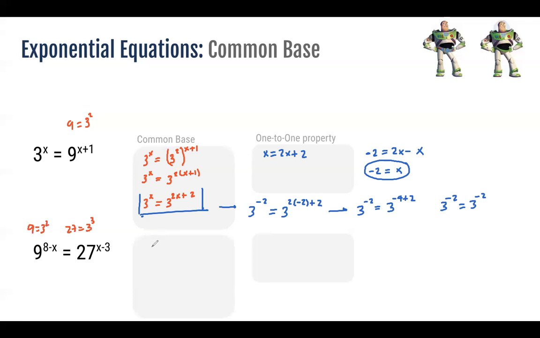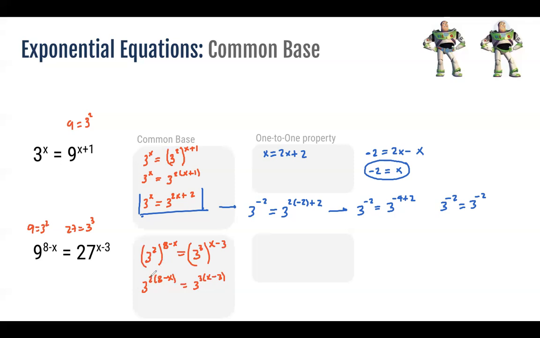So that means that we're going to rewrite this with a common base as 3 squared, and that will be raised to the power of 8 minus x, and then 3 raised to the power of 3, and raised to the power of x minus 3. So just like in the previous example, we're going to have 3 raised to the power of 2 times 8 minus x, and 3 raised to the power of 3 times x minus 3.